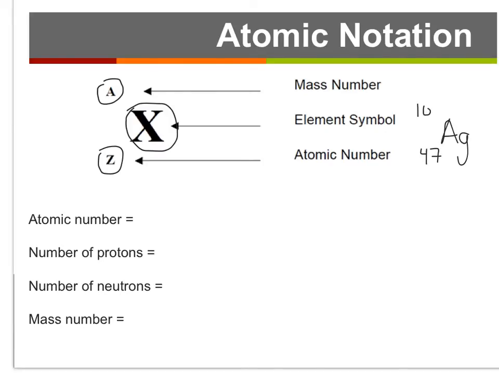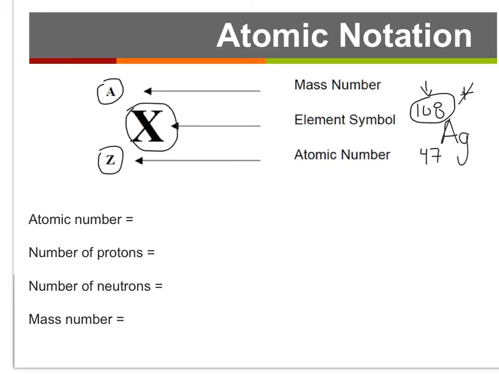For silver, it's 108. Now, if you look on any periodic table, what you're going to notice is that the mass number is not an exact number. What you want to do is round off to the nearest whole number for your mass number. And we'll go over why these numbers are not exact in the next video.